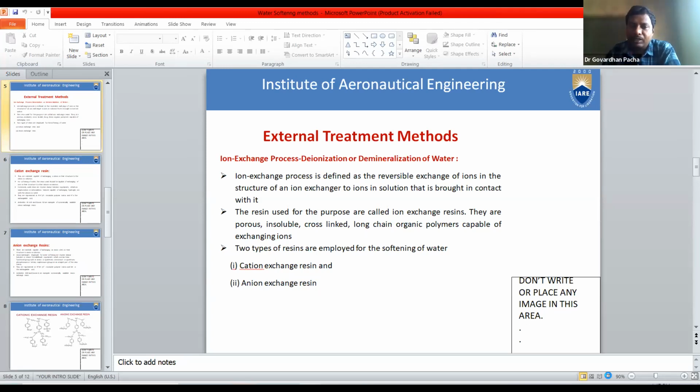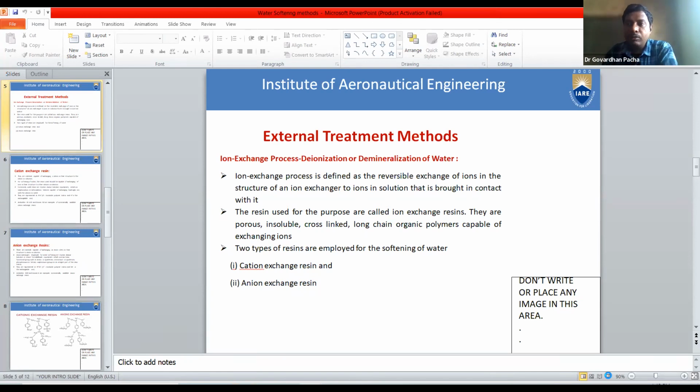The properties of the resin: it is porous, insoluble, cross-linked, long chain organic polymers capable of exchanging ions. So basically the resin should be porous, insoluble, cross-linked, long chain organic polymers, having the ability to exchange ions.